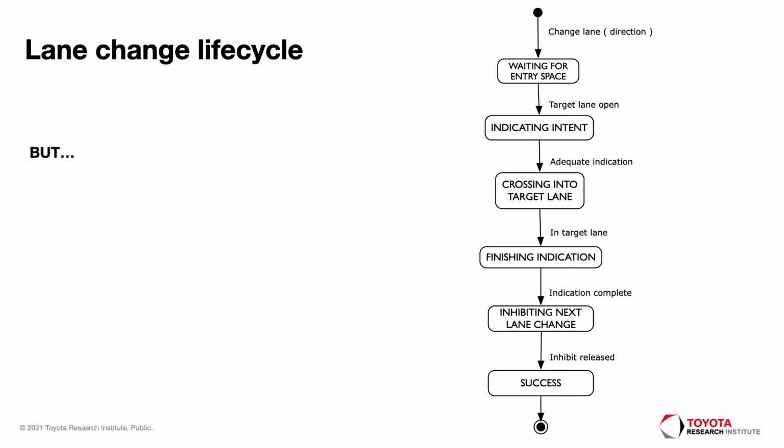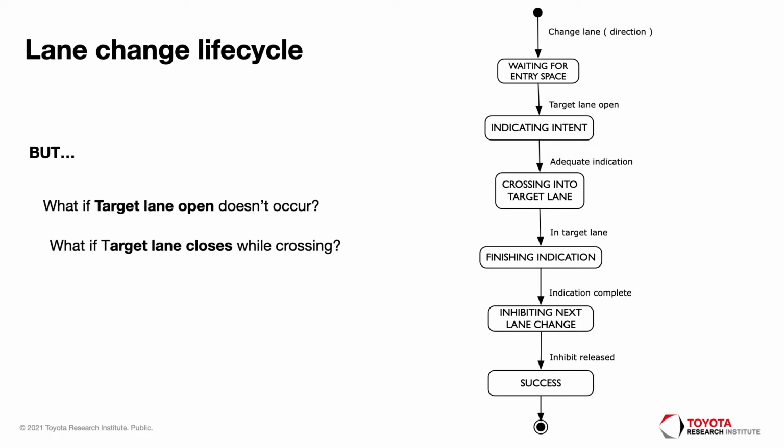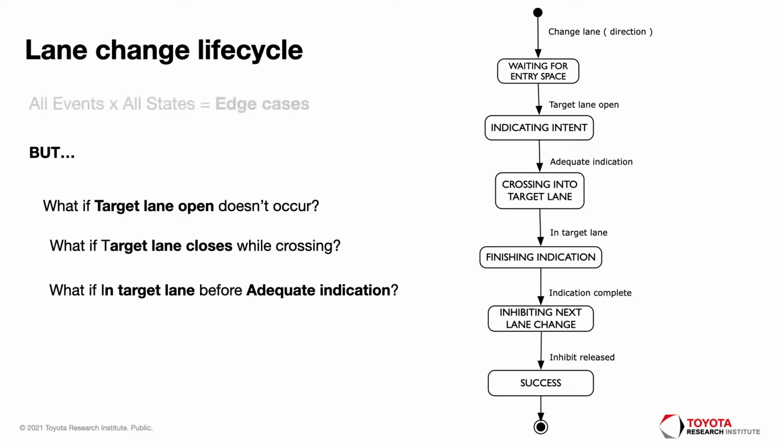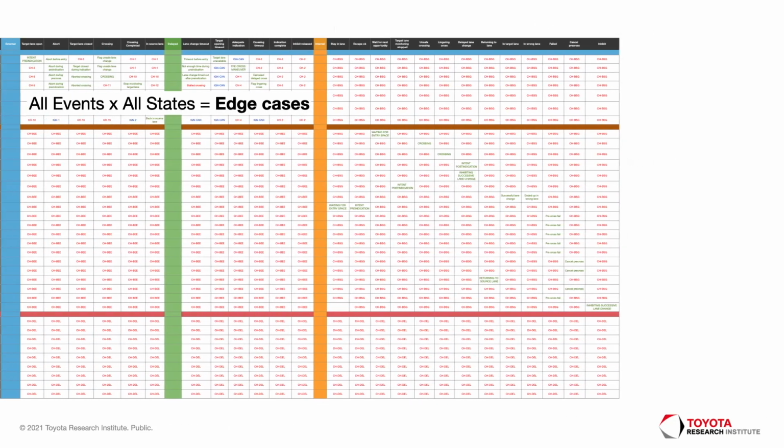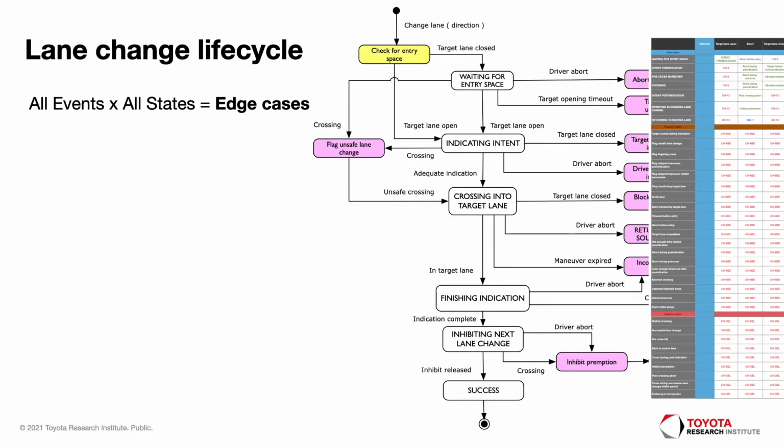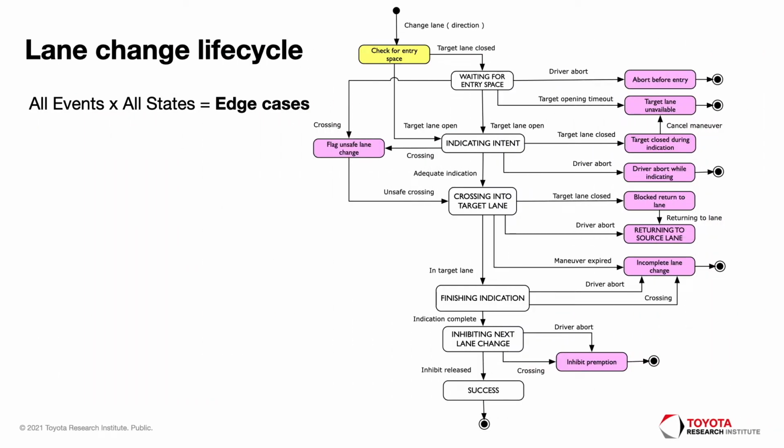Of course, things don't always go well. An opening in the target lane may not become available in time, or someone intrudes into our target lane in the middle of the maneuver. Perhaps we cross over the lane division before signaling adequately. We could sit around guessing what could happen all day, but we take a more systematic approach. We build a state table where we consider a response to each event, no matter how unlikely, in each state we've modeled. This process generates a multitude of edge cases, which leads us to a more comprehensive set of failure and recovery scenarios that we can then fold back into the diagram.